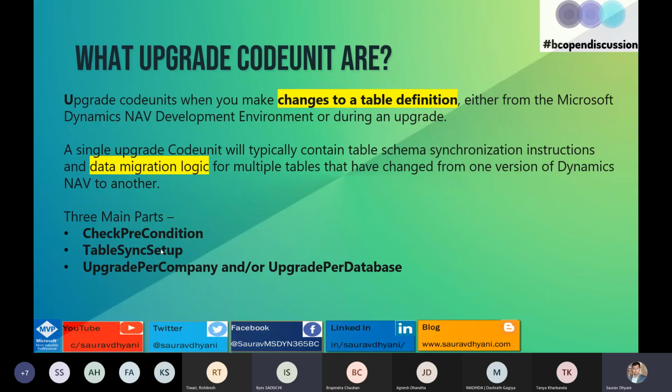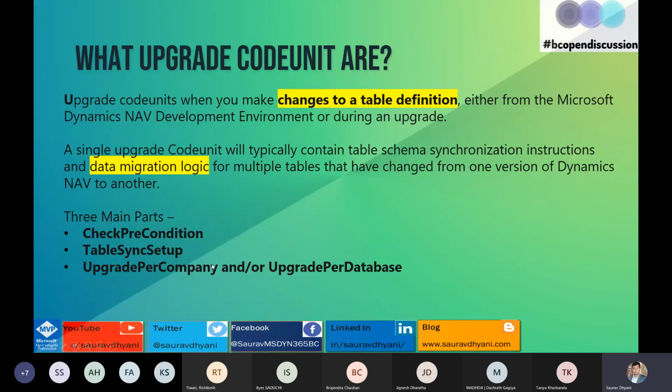Yeah, not a problem. The next type of method or procedure in an upgrade code unit is called table sync setup. And this function is very important because it handles any type of table definition change. And we'll go deep into table sync setup because this is very important. And this is where when you try to import an object or change an object, you get a window where there are three options: now with validation, later, or force. So that's completely related to that. We'll come to that. And then there are two types of function. One is upgrade per company and another is upgrade per database.